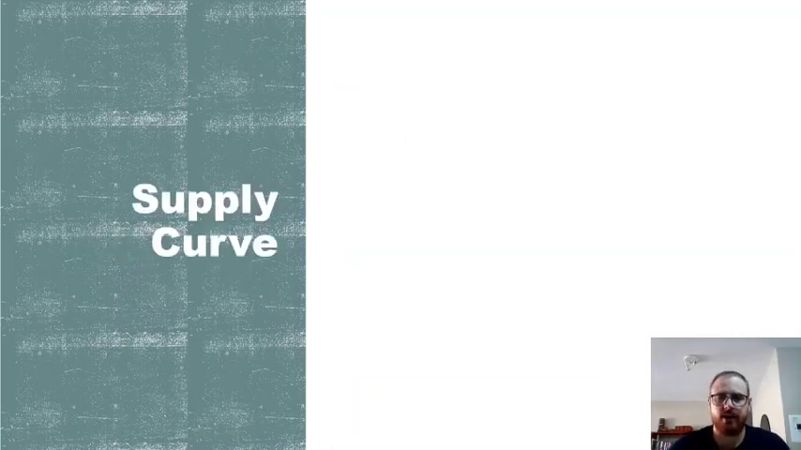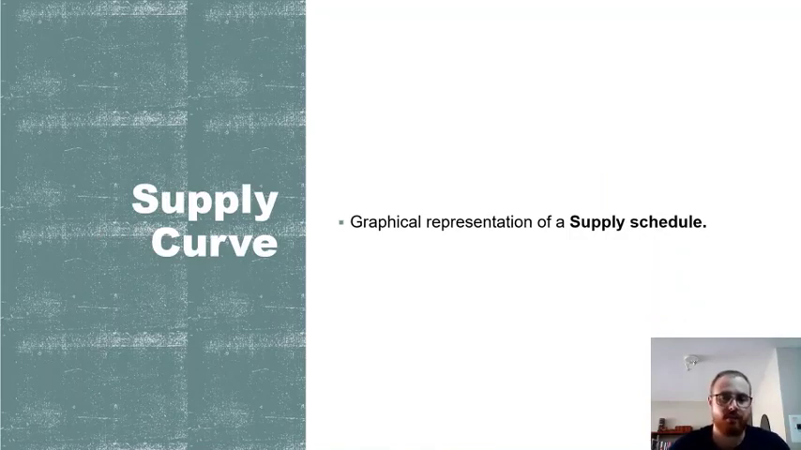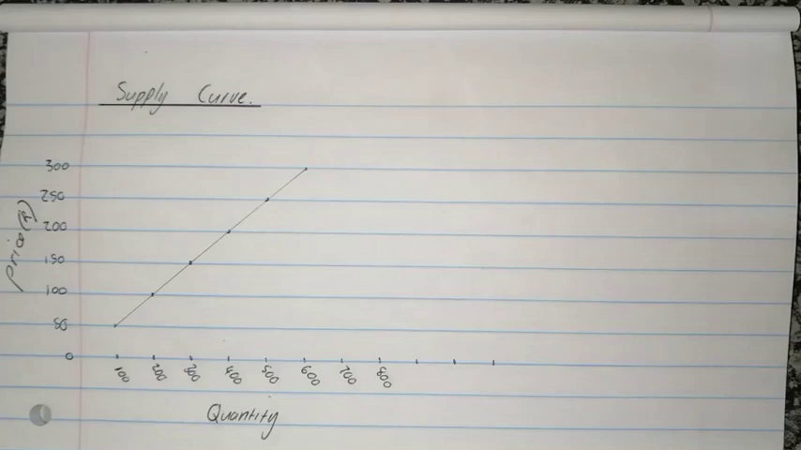Right, ladies, a supply curve. It is a graphical representation of a supply schedule. Right, ladies, this is an example of a supply curve. Remember, as the price goes up, the quantity supplied will also go up. Okay, and as the price goes down, the quantity supplied will go down as well.